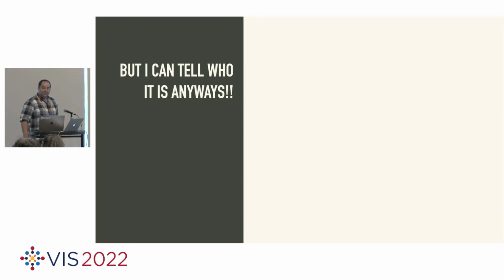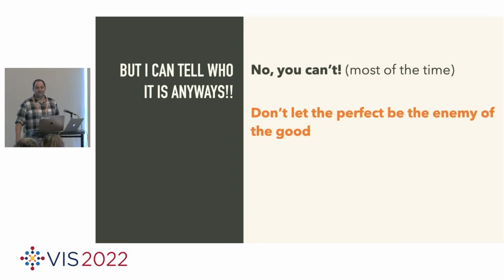But I can tell who it is anyways, right? That's the other argument that I always hear when I talk about this. Well, actually, you can't. It's not that easy. I test myself sometimes, and most of the time I can't. Of course, if it's like a Vega paper, I might be able to guess which group it is, but in many other situations, you actually cannot tell. Again, don't let the perfect be the enemy of the good.